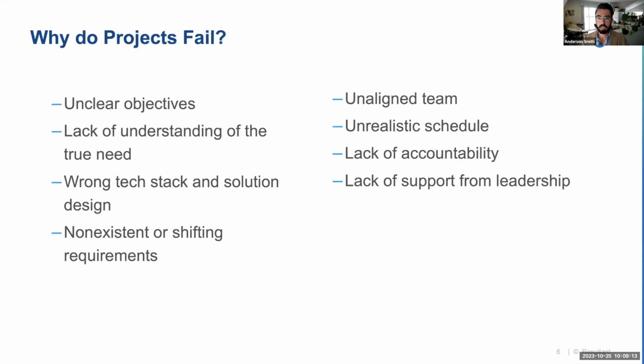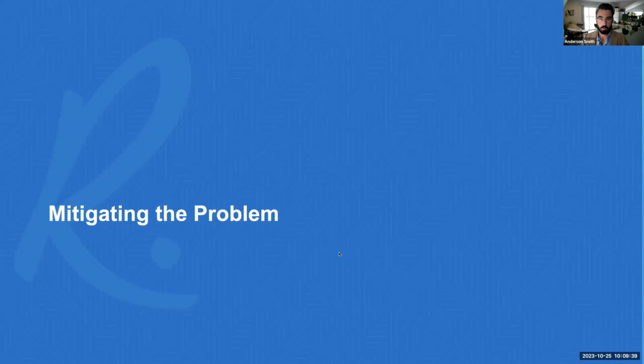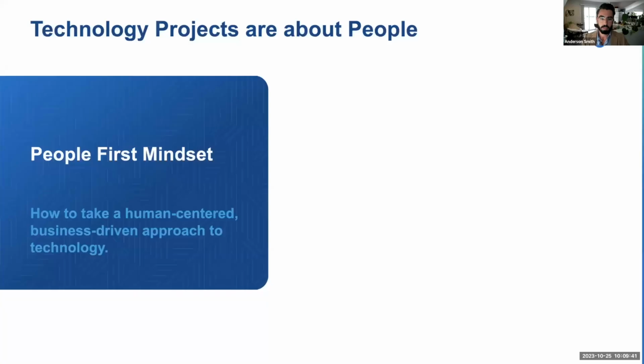These four on the right-hand side: unaligned team, unrealistic schedule, lack of accountability, and lack of support from leadership, also certainly can drive project failure. With rapid prototyping, I'll focus a little bit more on those reasons on the left-hand side, as far as how we can really mitigate those with rapid prototyping. So that's what I want to get into next here, is mitigating that problem.